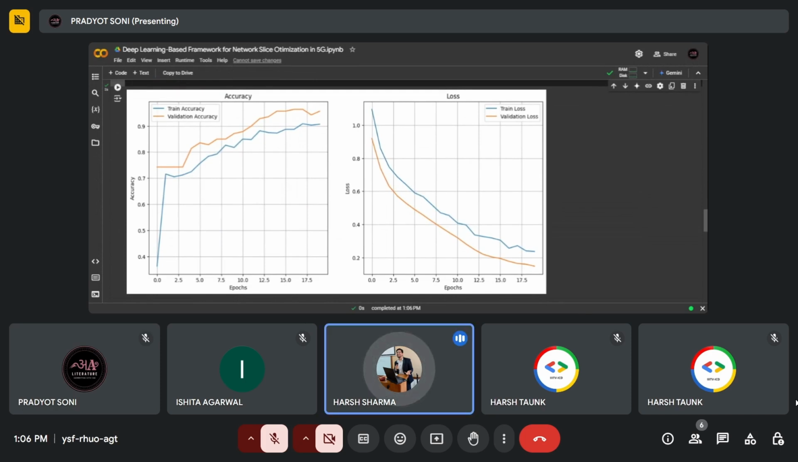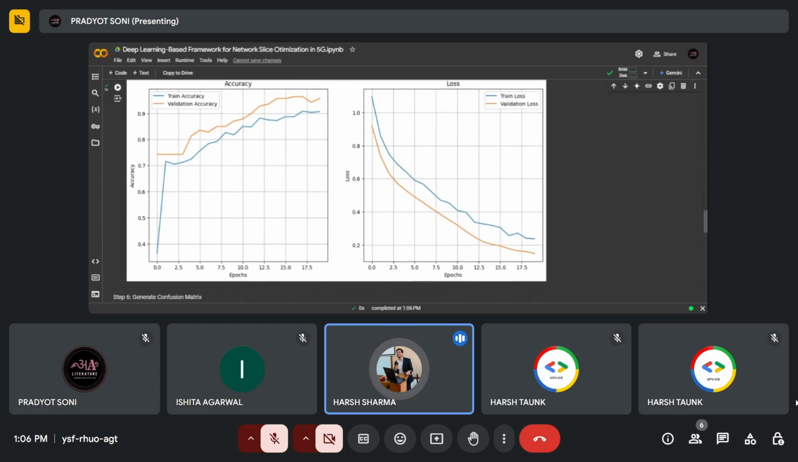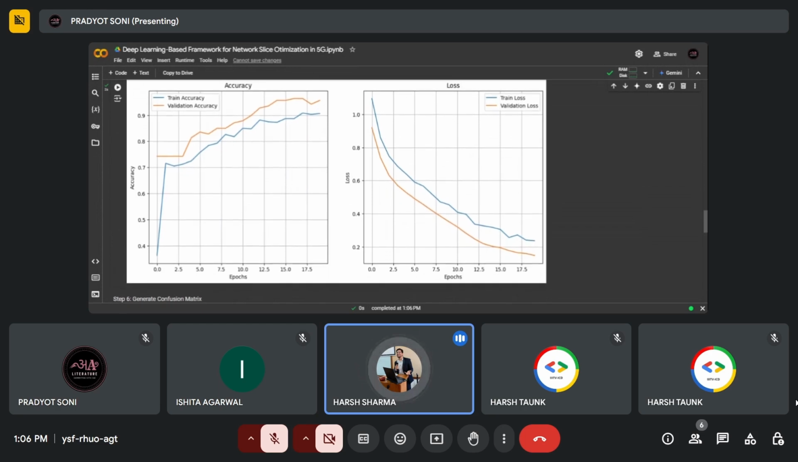So here we have the accuracy and loss plots from training our 5G network slicing model. On the left, the accuracy plot shows the training accuracy in blue and validation accuracy in orange. Both improve steadily with validation accuracy stabilizing around 90%. This indicates good generalization to unseen data.